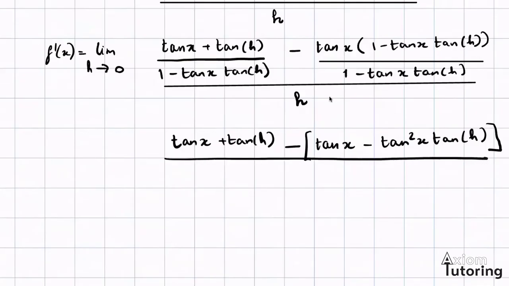all over 1 minus tan x tan h. And we can write that because the denominators are the same and we're combining them into one fraction. And that's going to be all over h. So if I'm dividing this fraction that I have here by h, then the h ends up in the denominator here.